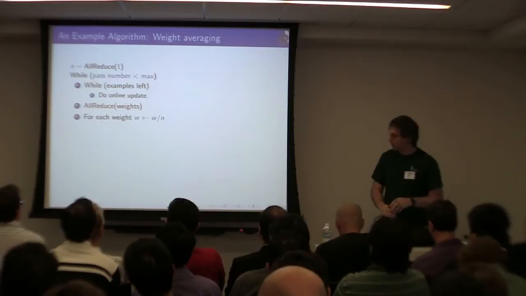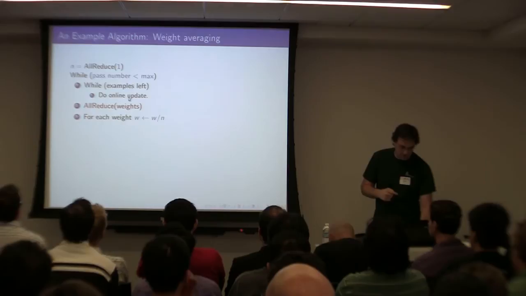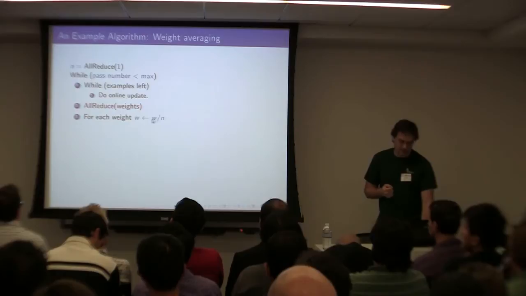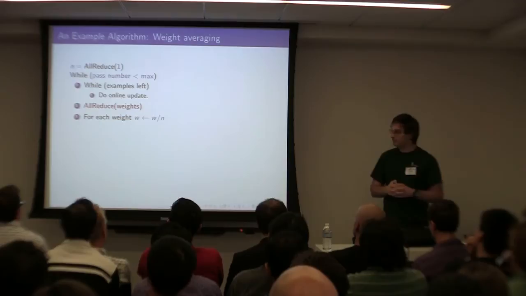Here's an example of using AllReduce. When you're doing online learning, you can pass through all of your examples, doing an online update after each individual example is seen. And then when you get to the end, you can call AllReduce on the weights, average the weights, and then start another pass. This just gives you repeated passes over the data where you're doing online learning in each pass. So it's easy to do this.